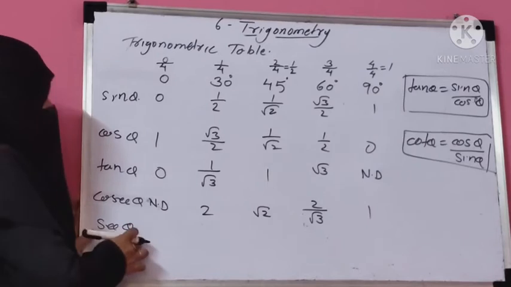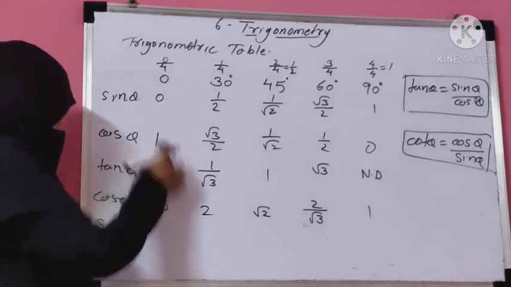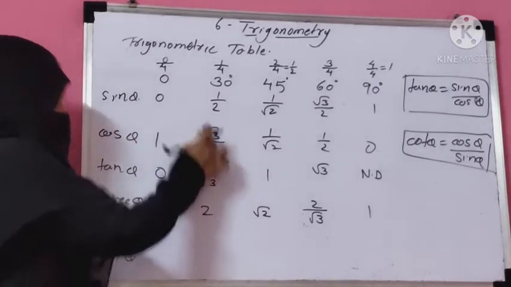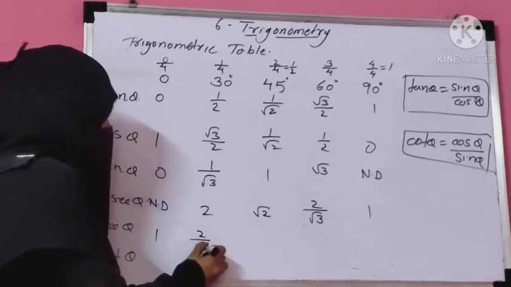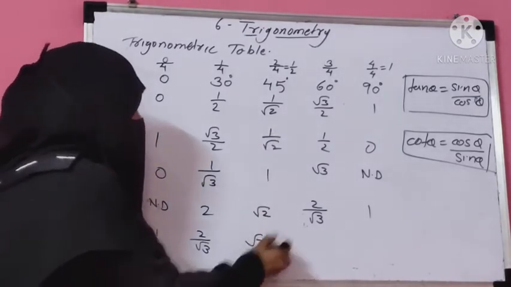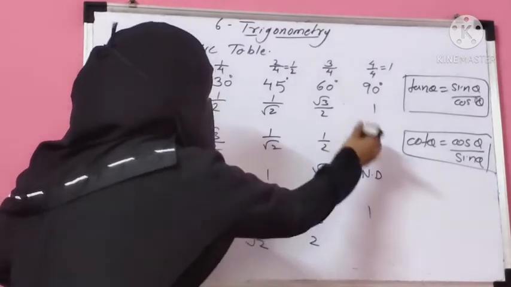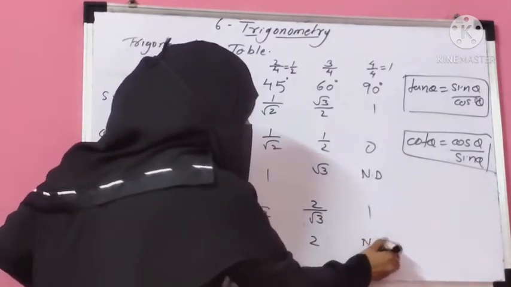Now you know that sec theta is inverse of cos. So inverse of 1 is 1. Root 3 upon 2 is 2 upon root 3. 1 upon root 2 is root 2. 1 upon 2 is 2. And inverse of 0 is not defined.